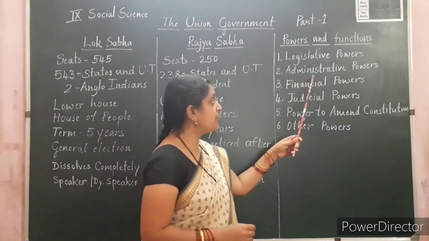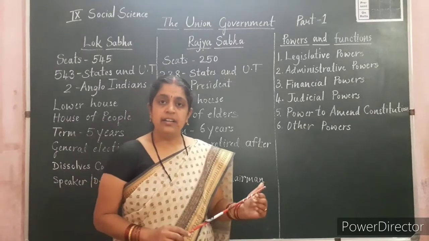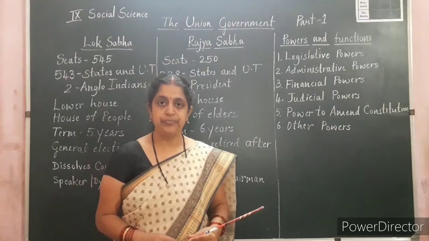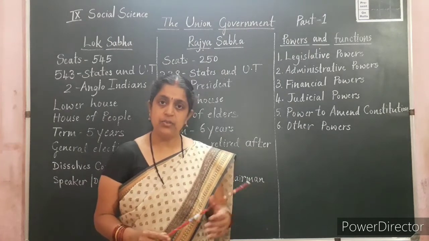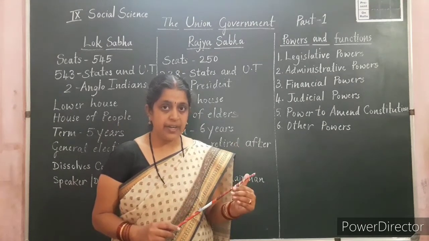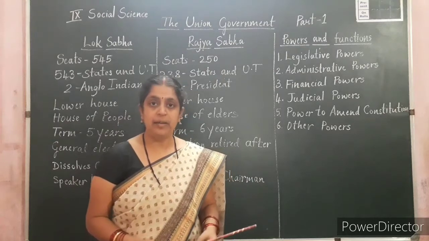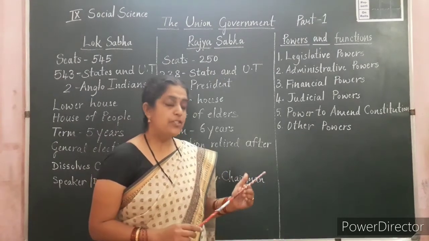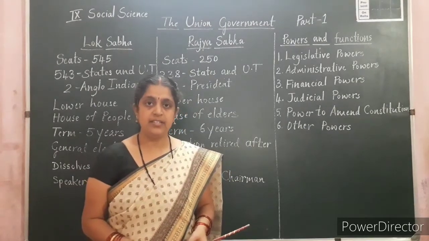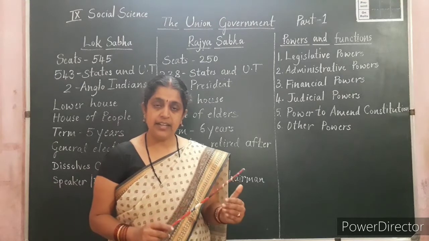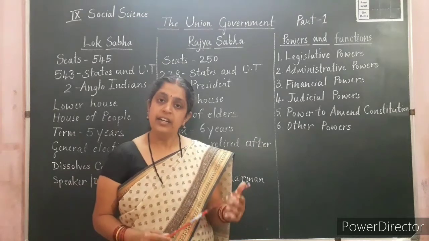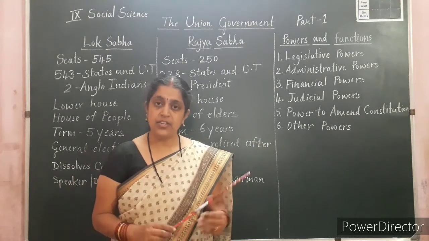The next one is administrative powers. Here the Prime Minister and Council of Ministers form the executive. The central cabinet is responsible to the parliament. Members of parliament can ask questions which must be answered by the ministers. The cabinet is in power as long as it enjoys the trust of the legislature.